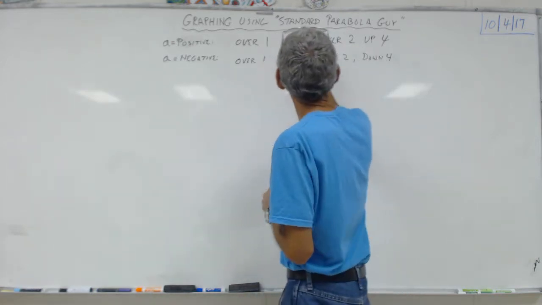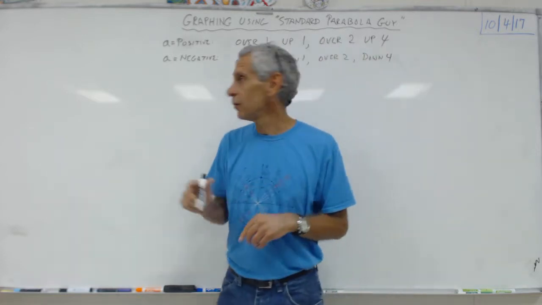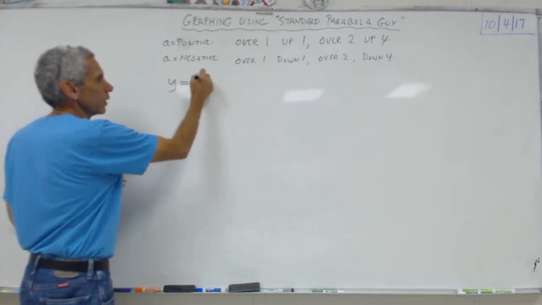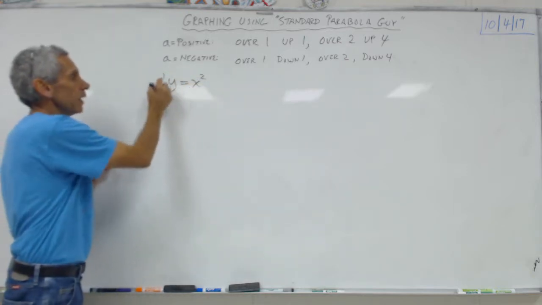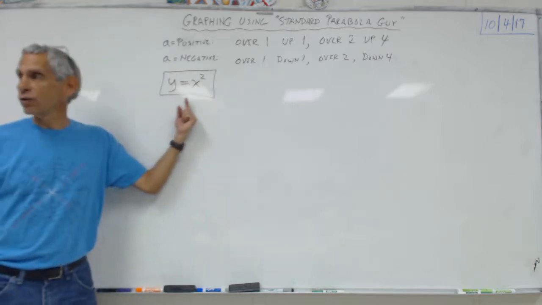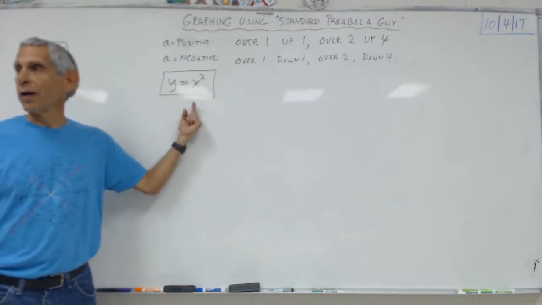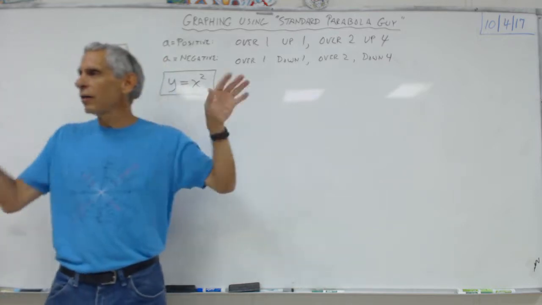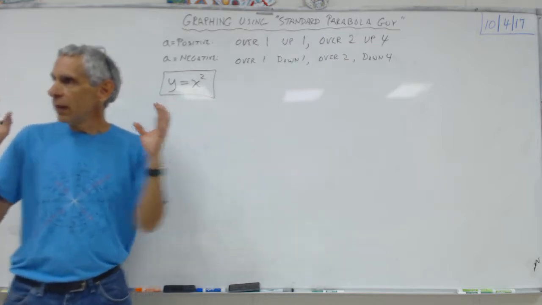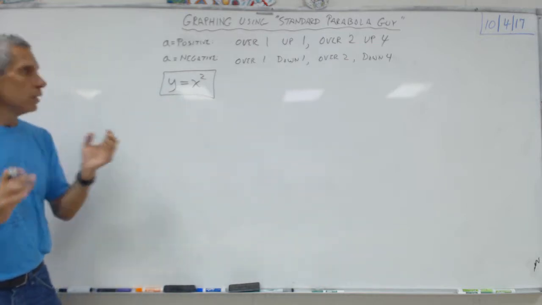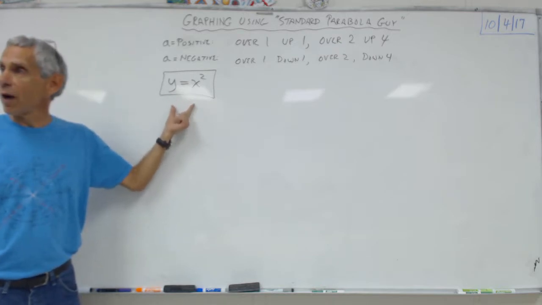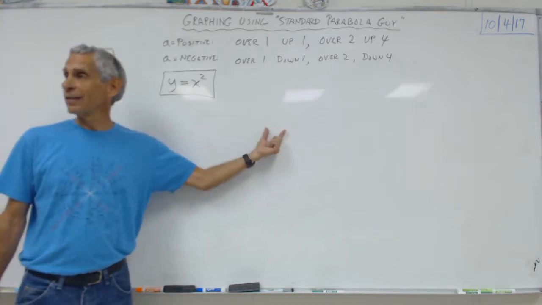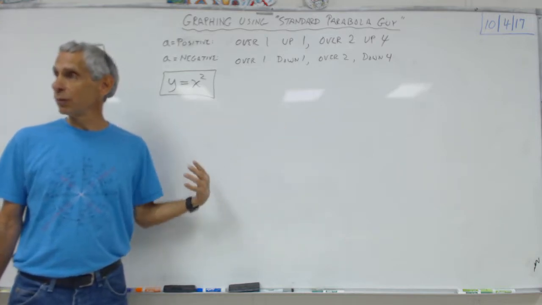It's all based on standard parabola guide, and I call standard parabola guide this. Standard parabola guide is y equals x squared. It's not y equals 2x squared. It's not y equals x squared minus 7. It's just y equals x squared. I'm getting rid of all the extra garbage. Does that make sense? Making it as simple as possible. The goal is to always be graphing y equals x squared. But you don't always start at 0, 0 on a graph. You might start at a different place.